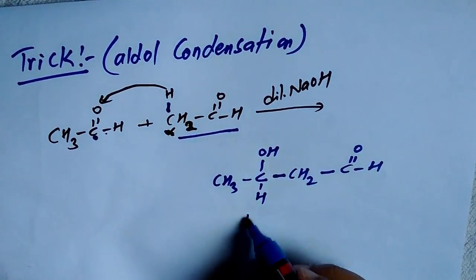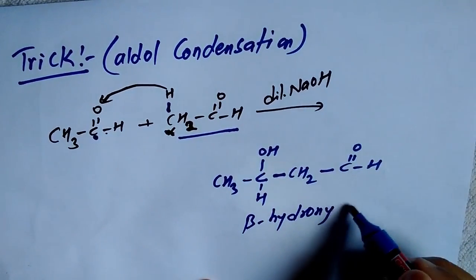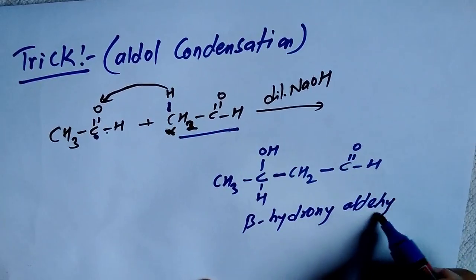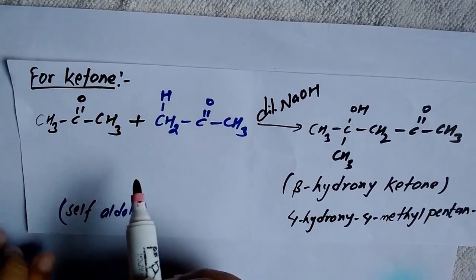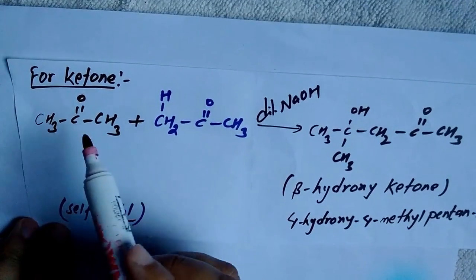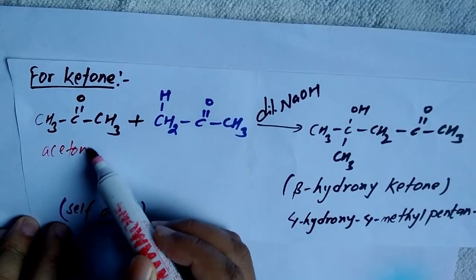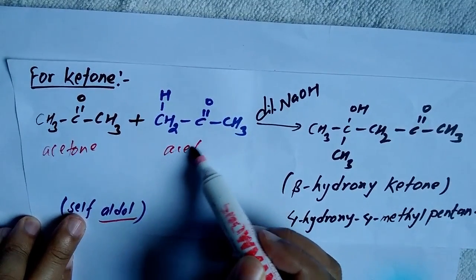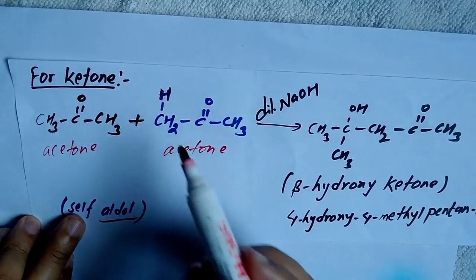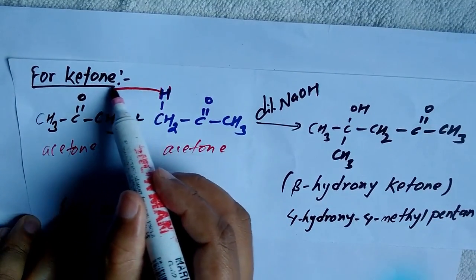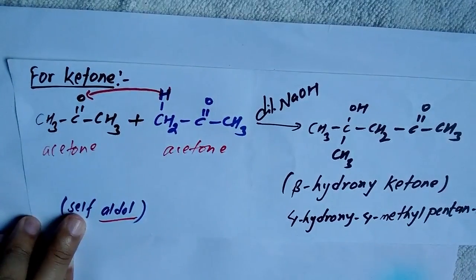So this is the beta hydroxy aldehyde. For ketone, self aldol condensation, we use acetone. Here is also acetone, showing one alpha hydrogen here in acetone. This alpha hydrogen bonded with what? This oxygen, and forms OH.